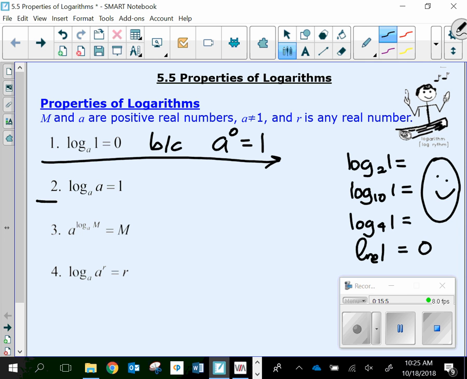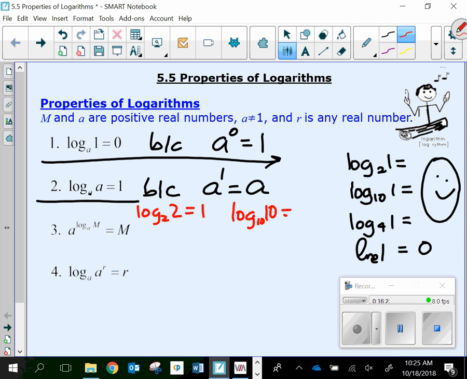Okay, here's the next property. Log base A of A is 1. Well, duh, because A to the first power is the same as A. So let's look at some examples here. Log base 2 of 2. What's that? 1. These two have to match. Log base 10 of 10. Log base 5 of 5. Okay, so that's that property. You could do that on ln too. Yes. ln of E is 1. Remember the base is E. Okay, good job.